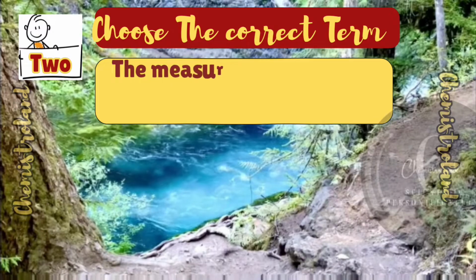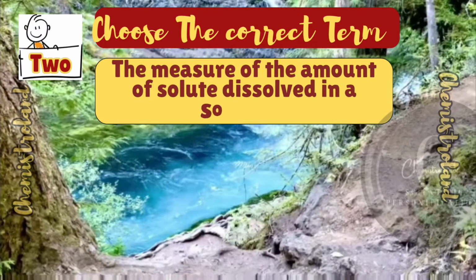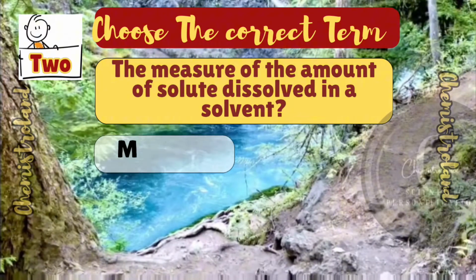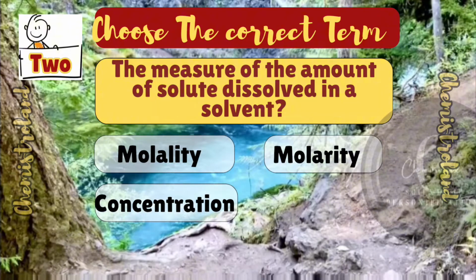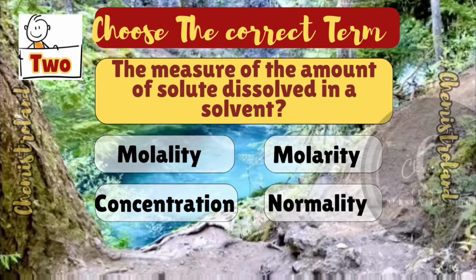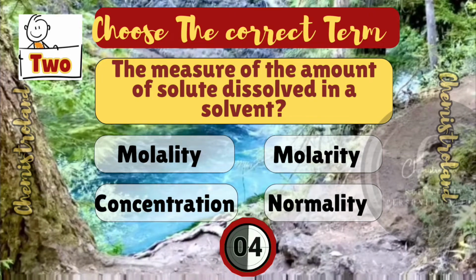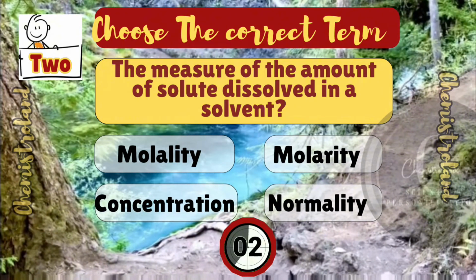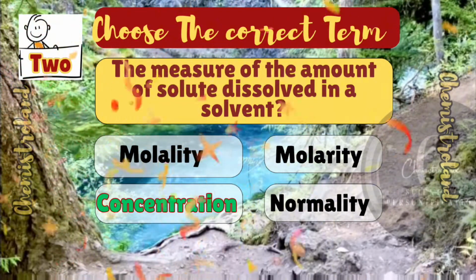The measure of amount of solute dissolved in a solvent? Options are molality, molarity, concentration, and normality. Superb! It's concentration.